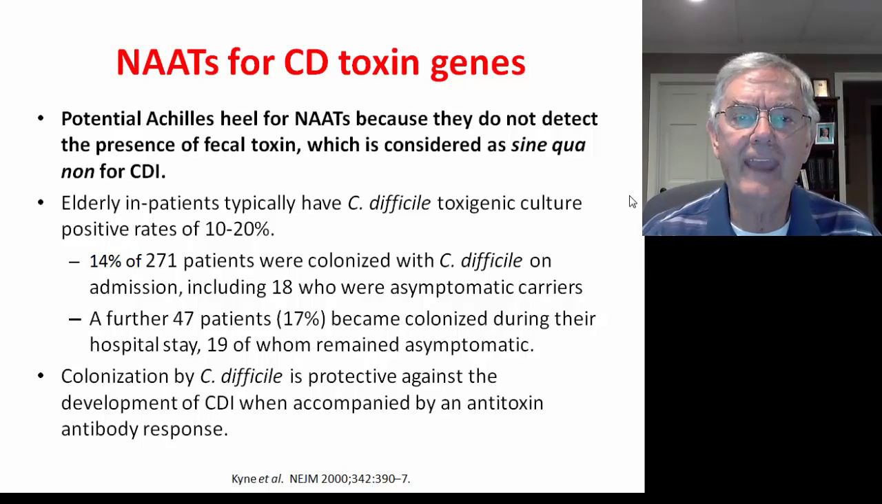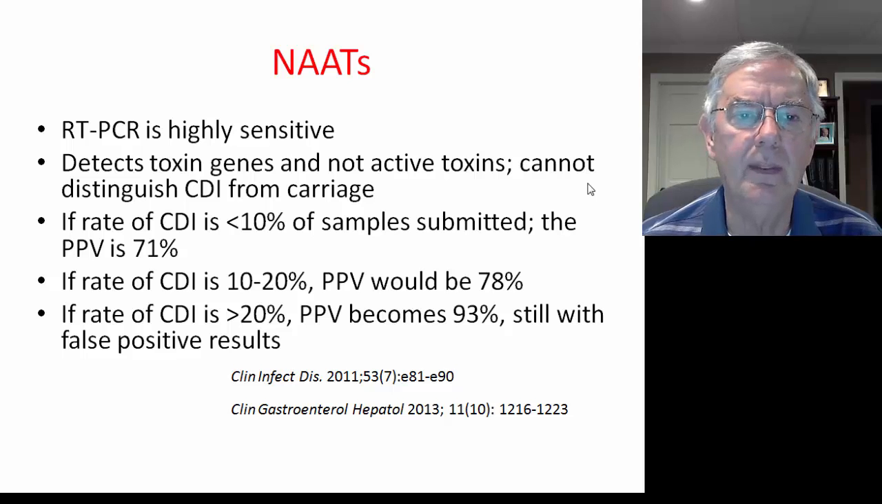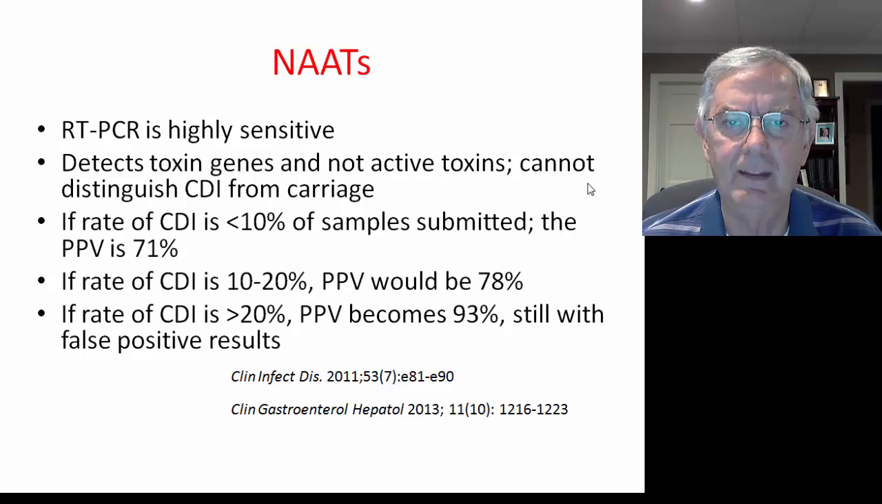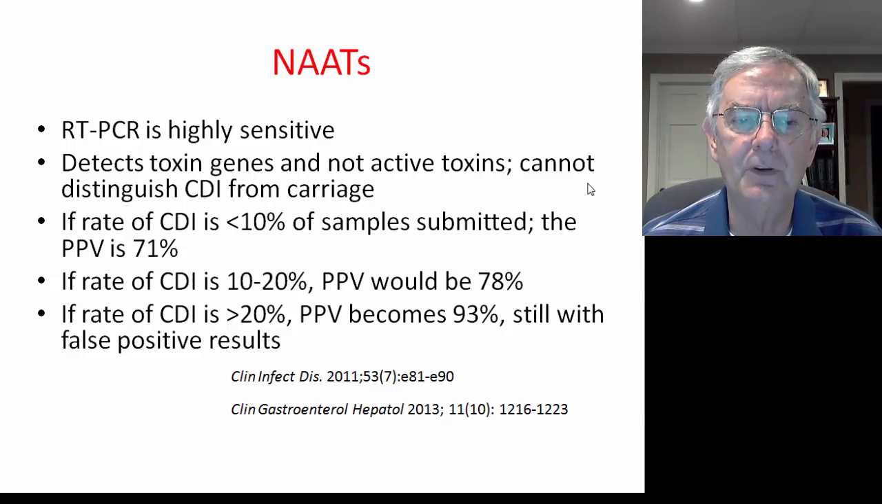Now, with nucleic acid amplification tests, we know that the real-time PCR is highly sensitive. It detects the genes and not the active toxins, we know that, and it cannot distinguish infection from carriage. However, as the rate of infection in an institution or a community increases, the positive predictive value of the PCRs also increases.